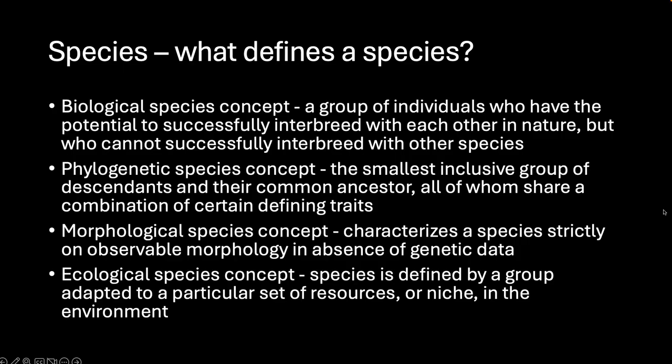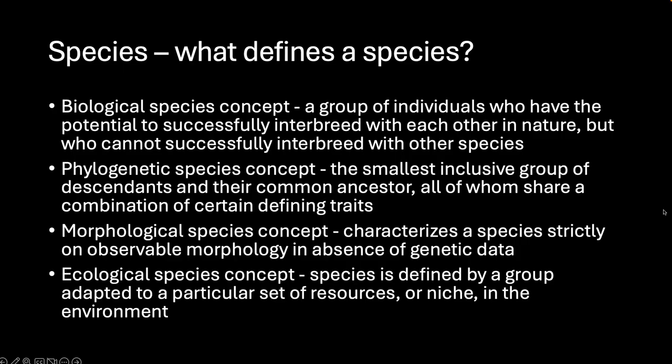The first is the biological species concept, which is centered around the ability of two organisms to interbreed. Next, we have the phylogenetic species concept, which often uses genetic differences to group organisms into inclusive groups based on shared traits or gene sequences.